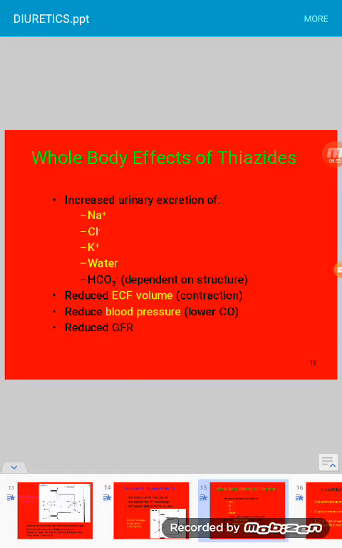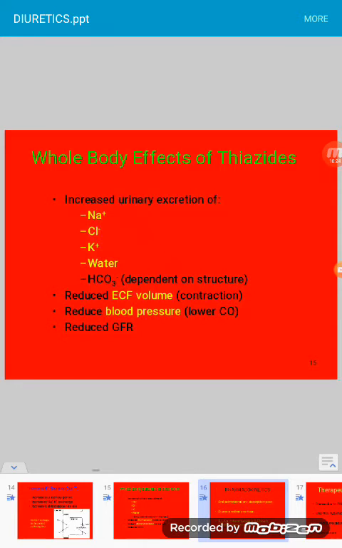So there will be reduced GFR. Once the blood volume decreases, the blood flow to the kidney decreases, which again decreases the GFR. We have mainly seen this when dealing with the antihypertensive drugs. Thiazide is used as a potent antihypertensive drug. This is another indication for thiazide apart from being a diuretic. It is used alone or in combination with other drugs, the ACE inhibitors, AT2 blockers, whatever it may be.